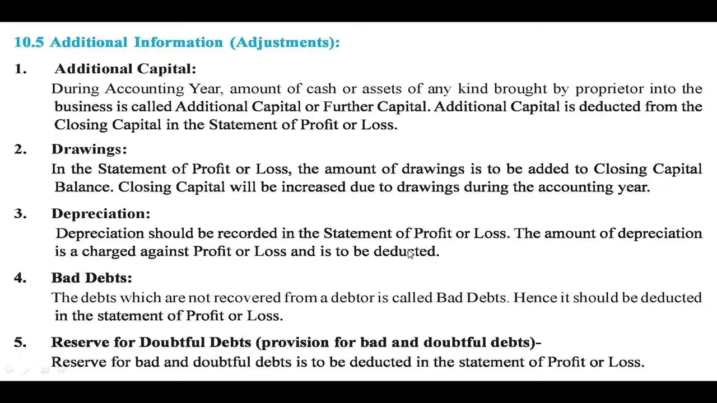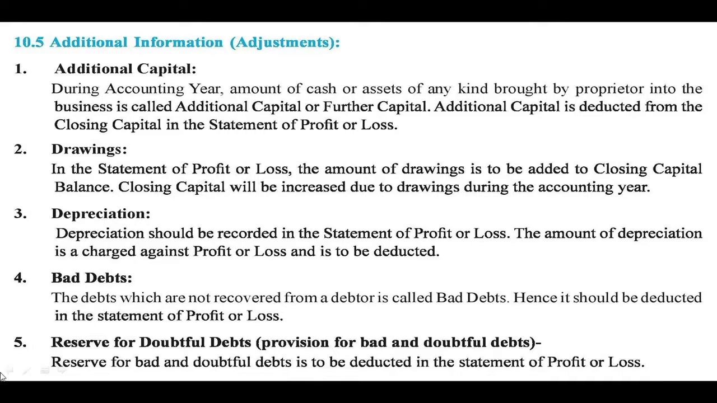Now the additional information which is given in the question. So first one is the additional capital. Sometimes the businessman invests additional cash in the business, or he purchases any kind of fixed asset. Then that additional capital is subtracted from the closing capital. Second point is the drawings. Cash or goods withdrawn by the businessman from the business for his personal use are added in the closing capital.